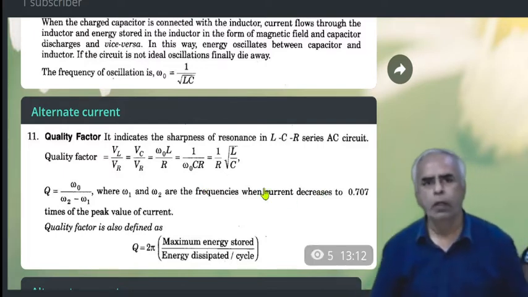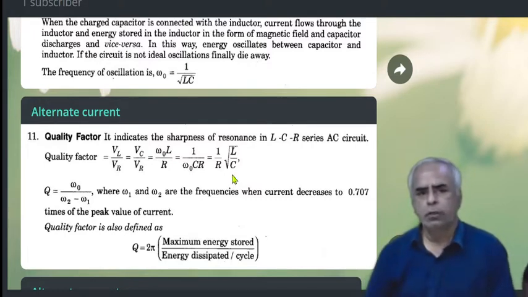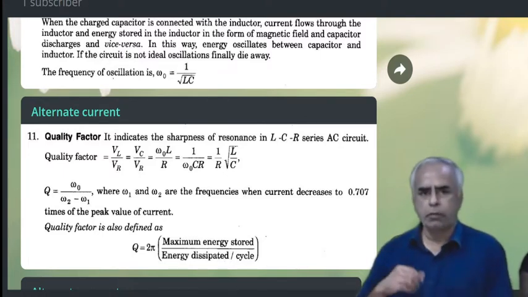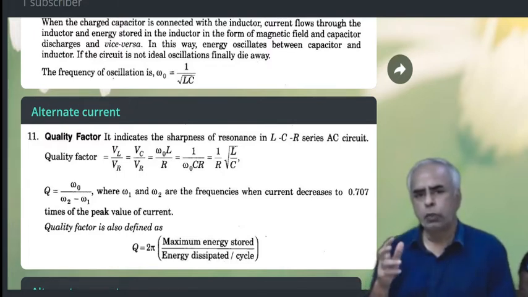Next one. Let us proceed with the quality factor. What is the quality factor? The quality factor is represented as Q, which is nothing but omega naught divided by the difference between omega 2 and omega 1.